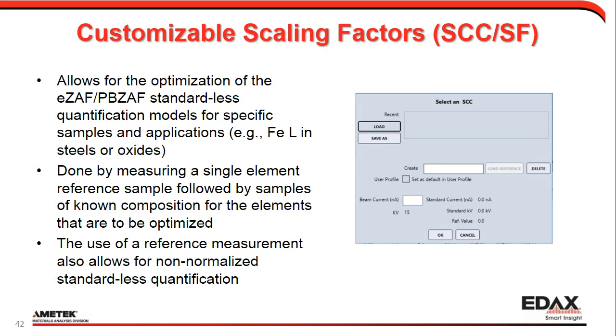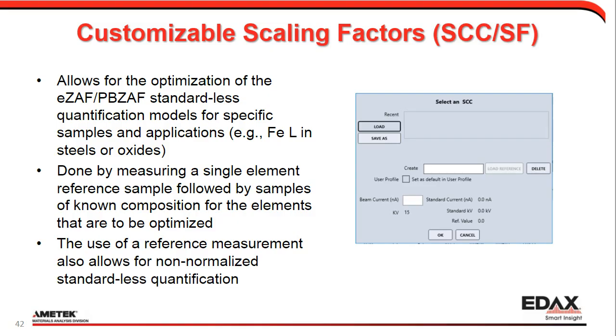The customizable scaling factors include two factors. SCC is for the traditional VAS quant model, and the SF is for the peak-to-background VAS quant model. So the factors allow for the optimization of the quantification models for specific samples and applications.